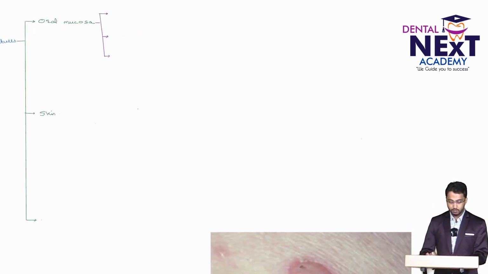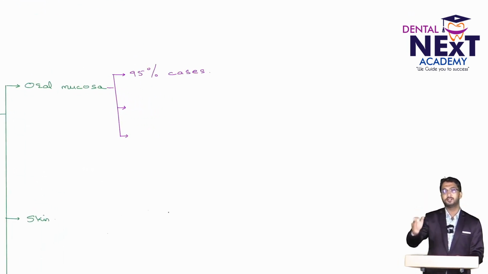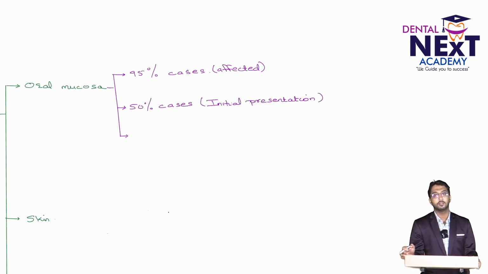Okay, so oral mucosa, you have to know a few very important things. 95% cases, that's why I told you, as a dentist, you should be very aware of this lesion. 95% cases of pemphigus will have oral mucosa involvement. That means only 5% out of 100 patients will not; 95 patients will have oral mucosa involvement. So if you're planning to take oral medicine, think of it. You will see lots of them. Now, in 50% of cases, it's an initial presentation.